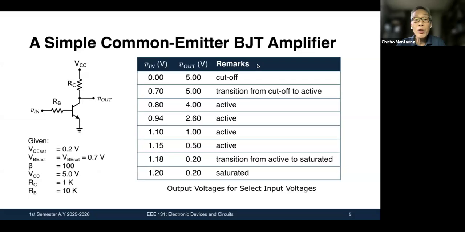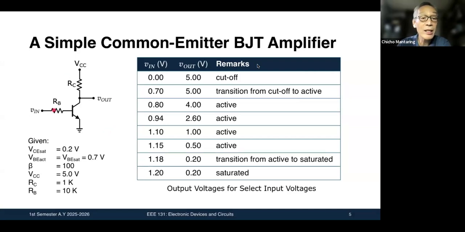Okay, this is a simple common emitter BJT amplifier. I think you've seen this before, in EEE 123. This example was used to illustrate how the BJT is capable of amplifying input signals. This is probably the most common BJT amplifier you can have.